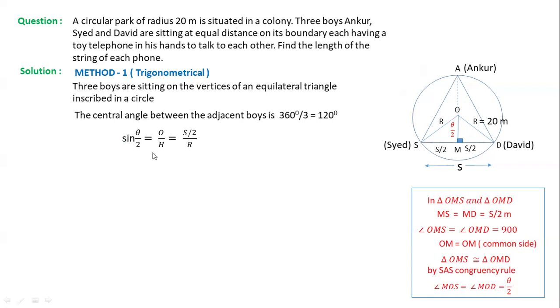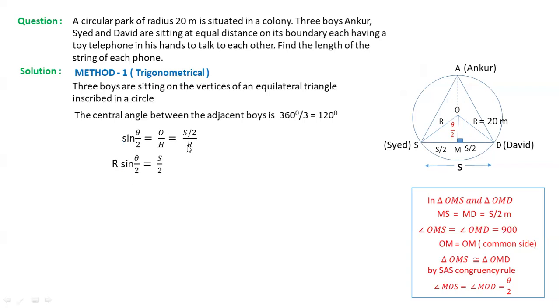Now let us take the sine of angle theta by 2. Sine is what? Opposite by hypotenuse. What is opposite to this? S by 2. And what is the hypotenuse? Hypotenuse is nothing but your radius r. So sine theta by 2 is equal to S by 2 upon r.